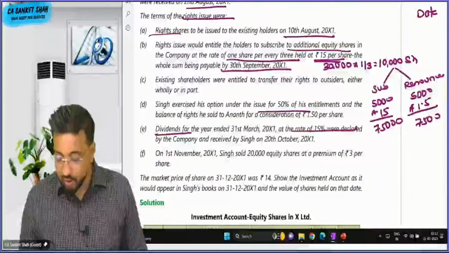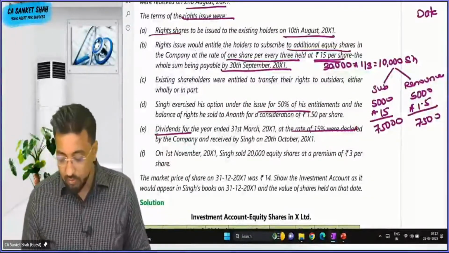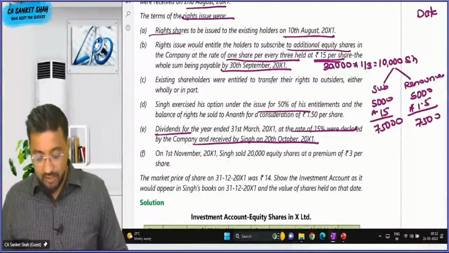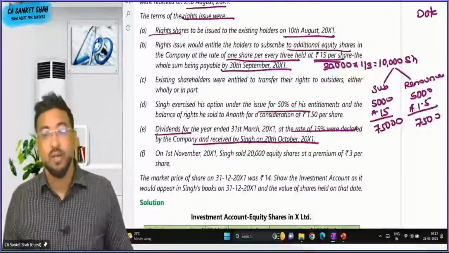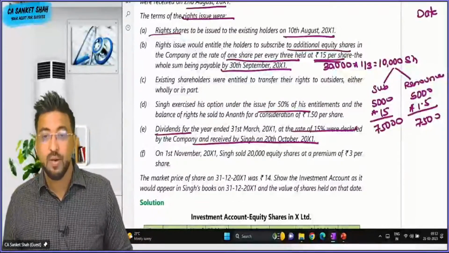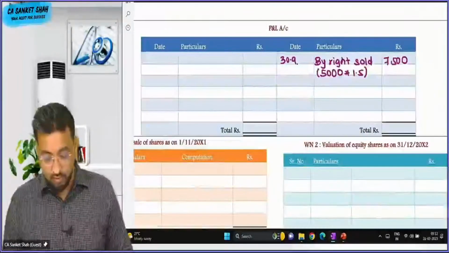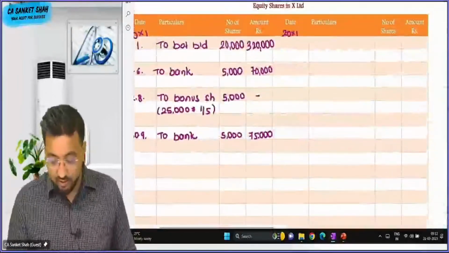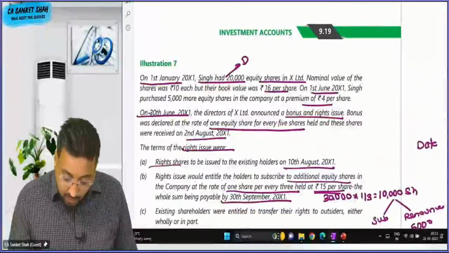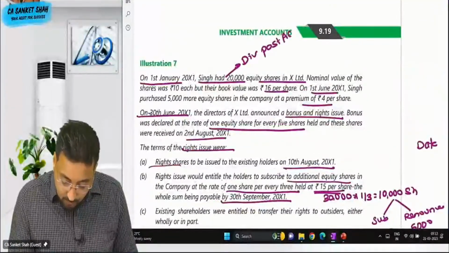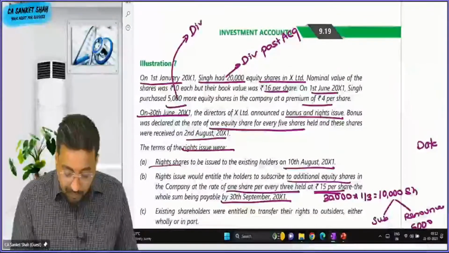Dividend at the rate of 15% was declared by the company. We will assume bonus shares and right shares, and we'll write a note at the end: bonus shares and right shares are not entitled to dividend. Dividend is always payable on face value. So what is the face value post acquisition? On 20,000 shares the dividend received is post acquisition, and on 5,000 shares the dividend is pre acquisition.